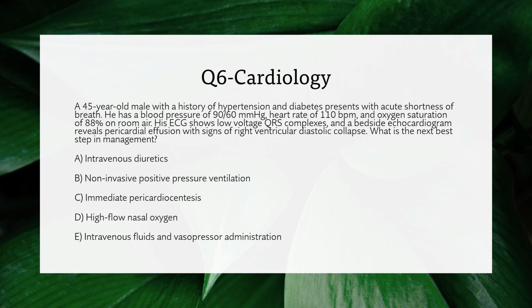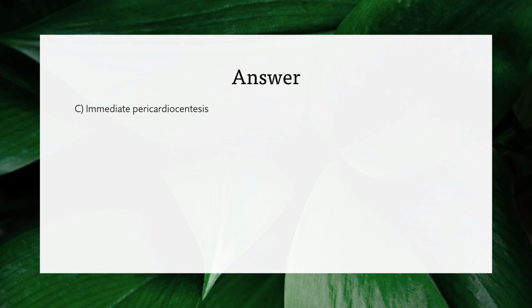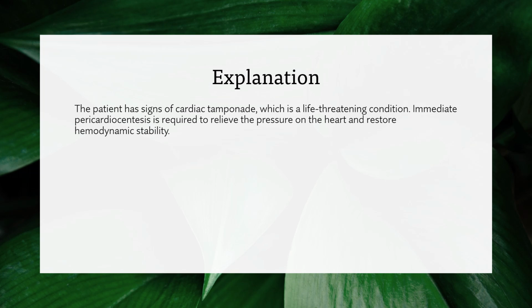Choice A, intravenous diuretic. Choice B, non-invasive positive pressure ventilation. Choice C, immediate pericardiocentesis. Choice D, high flow nasal oxygen. And choice E, intravenous fluids and vasopressor administration. Here is the correct answer. Correct answer is choice C, immediate pericardiocentesis. Here is an explanation. Please read the explanation yourself.